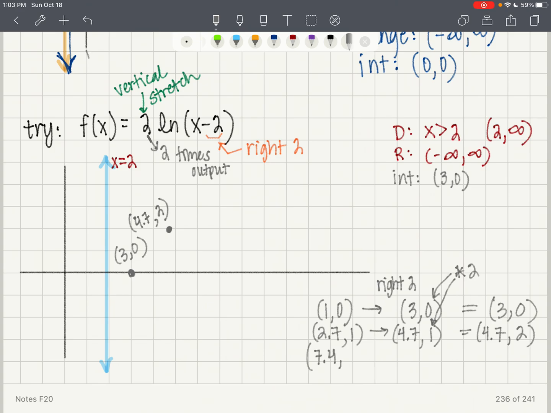Then we have 7.4, comma 2. Add 2 to our x value, that's going to give us 9.4, comma 2. Multiply that 2 times 2, and we're going to get 9.4, comma 4. So you can see that we've got that stretch going on. It's a vertical stretch, but it's still a logarithmic function.